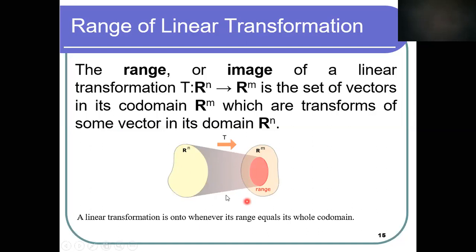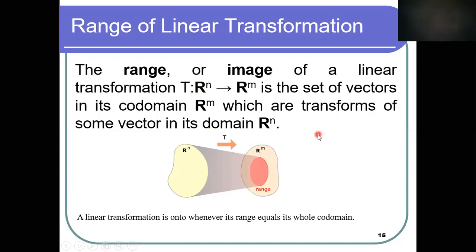of the transformation. And a linear transformation is onto when its range is equal to the whole codomain. I mean to say, when the whole range is equivalent to the whole codomain, the bigger set, then in that case the linear transformation from Rn to Rm is onto.